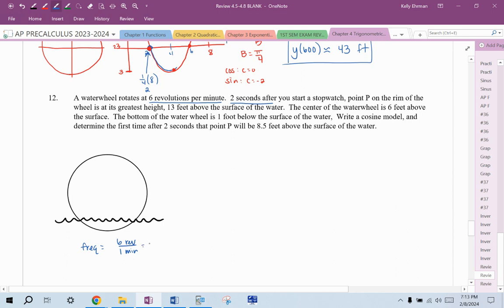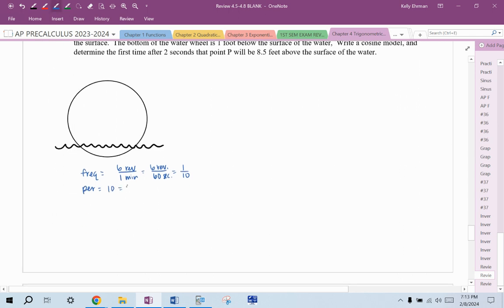So I need to change this right now. That's 6 revolutions in 60 seconds. So the frequency is 1/10. That makes the period equal to 10. And then the period is 2 pi over b.